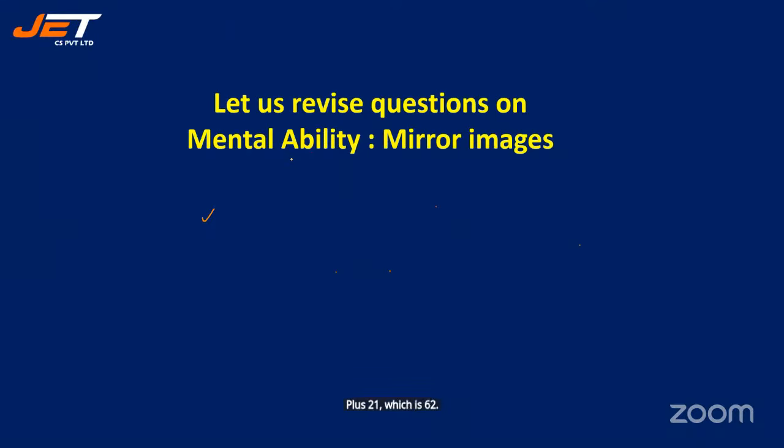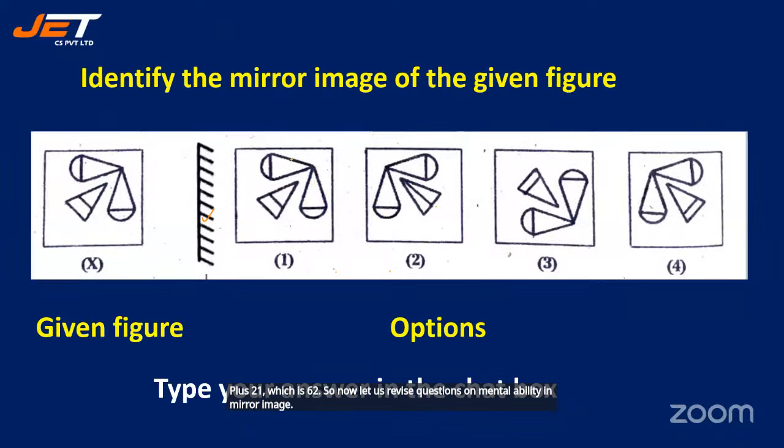So now let us revise questions on mental ability, mirror image. Yesterday we did few sums based on this mirror image as well. So this is a given option, and the second one is a mirror option. First one is the original one. Then you can see the mirror options.